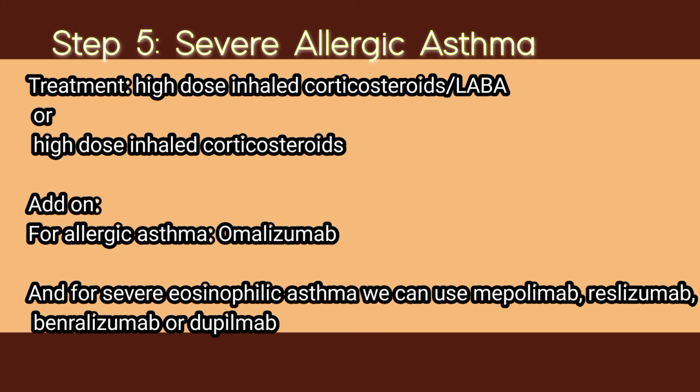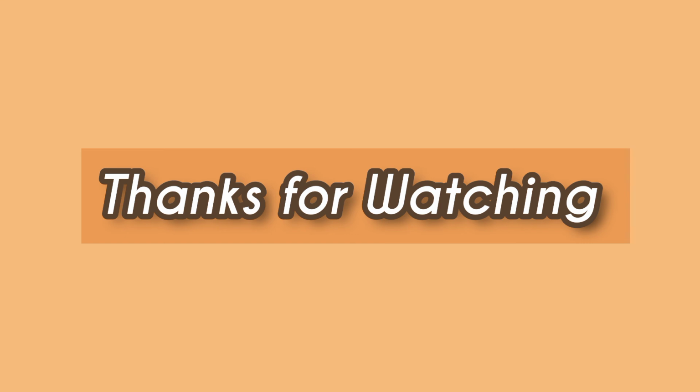Step 5 is severe allergic asthma. The treatment is high-dose inhaled corticosteroid with long-acting beta-2 agonists, or high-dose inhaled corticosteroids alone. The add-on treatment uses omalizumab for severe allergic asthma, and for severe eosinophilic asthma, we can use mepolizumab, reslizumab, benralizumab, or dupilumab.